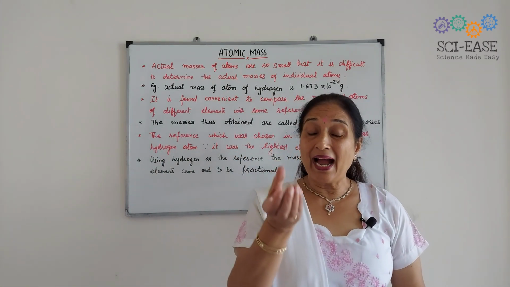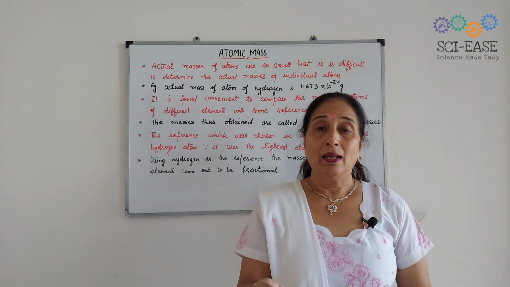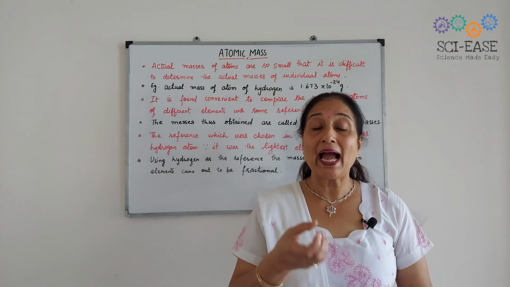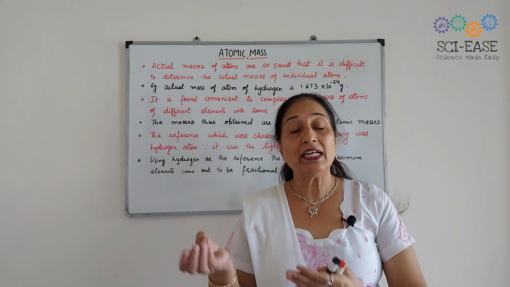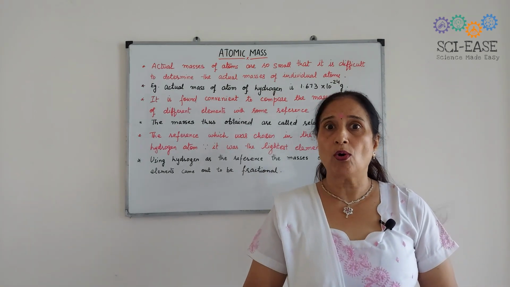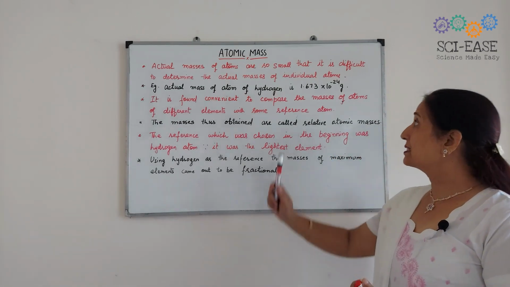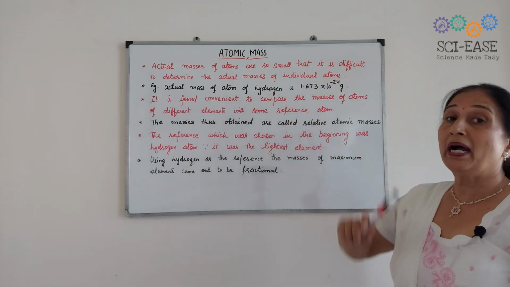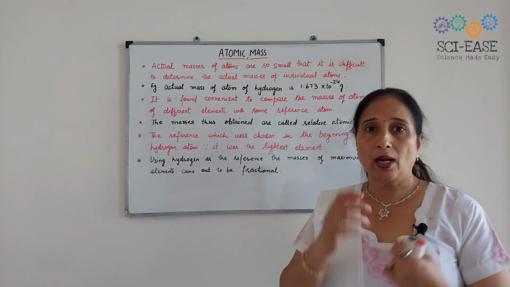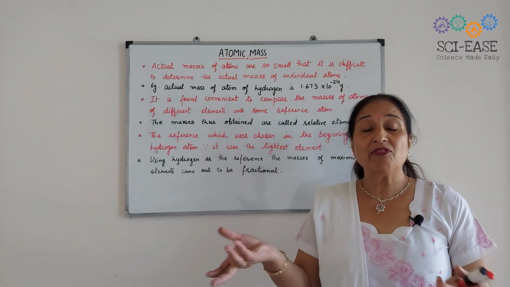You know that atoms of each element are so small that to calculate the mass of each element is very, very difficult. And I want to tell you that the mass of one atom of hydrogen is 1.67 into 10 to the power minus 24 g. This means it is very small. So the mass of an atom of each element will be small.